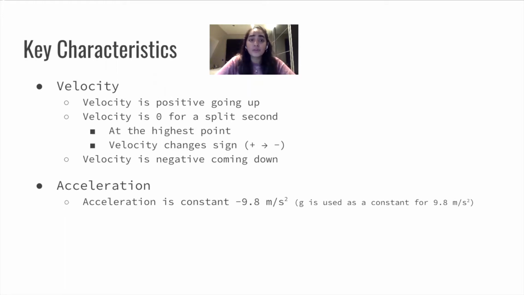Acceleration for these sort of problems is always, regardless, negative 9.8 meters per second squared. The derivation of this is related to the gravitational force that Earth provides on an object. More of this will be in other gravitational videos that we will be sharing soon. Depending on if you're on the moon, if you're on a different planet, the acceleration will change depending on that object.